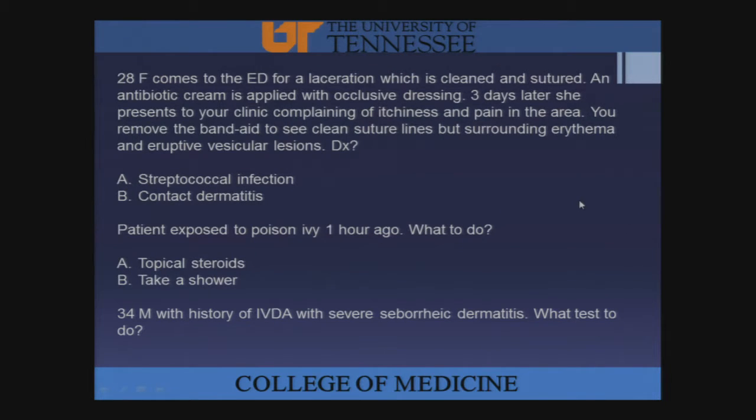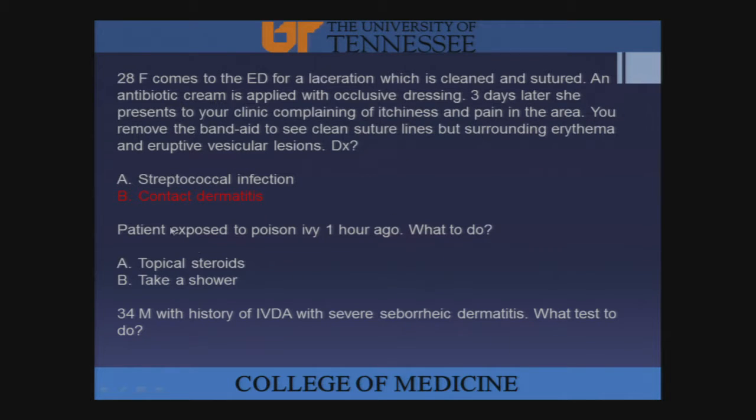So you have a 28-year-old female that comes to the ED for a laceration. They clean it, they put some sutures on it, antibiotic cream is applied, and then an occlusive dressing is put on. After 3 days, she comes to your clinic. She's saying she's pretty itchy in the area. You remove the Band-Aid, you see the suture lines are clean, but there's surrounding erythema and some eruptive vesicular lesions. What's the diagnosis? Agreed? Right? Suture lines are clean. So from what?